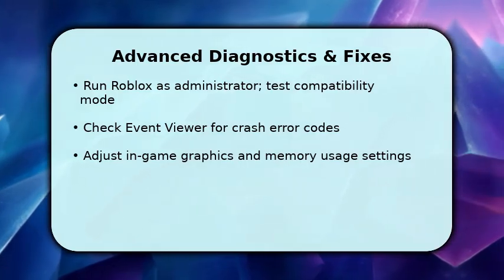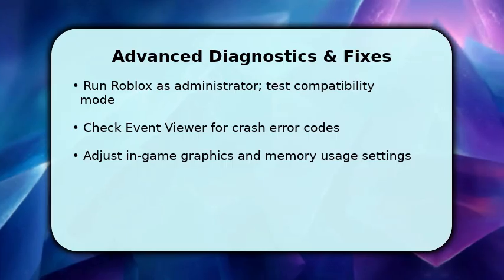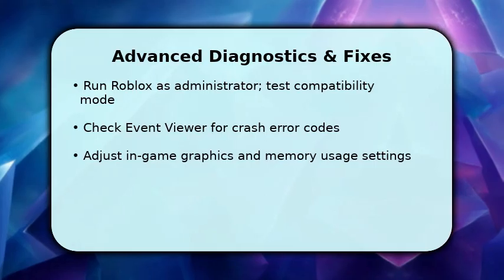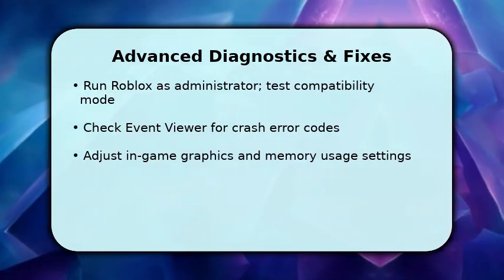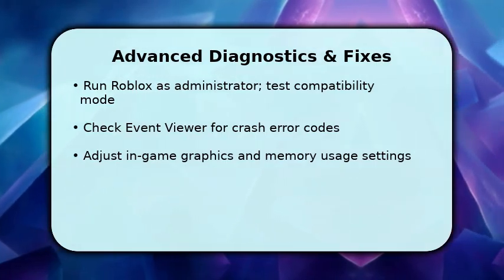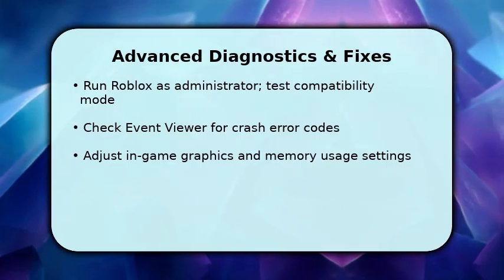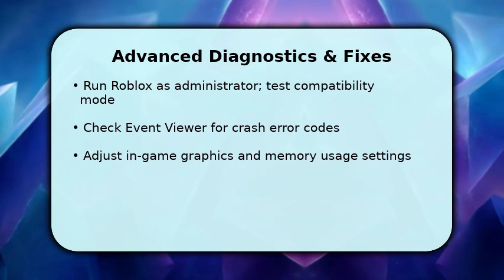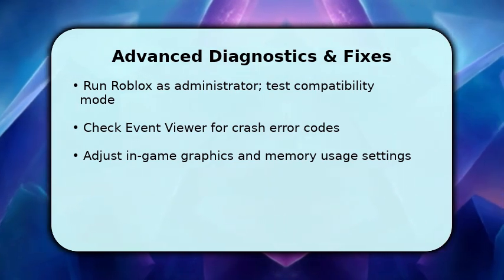Then open Event Viewer to capture crash codes and faulting module names so you know what to target, which saves time. Finally, lower in-game graphics, disable VSync, and reduce character and texture quality to decrease RAM pressure. These adjustments stop crashes tied to GPU overload or memory fragmentation.